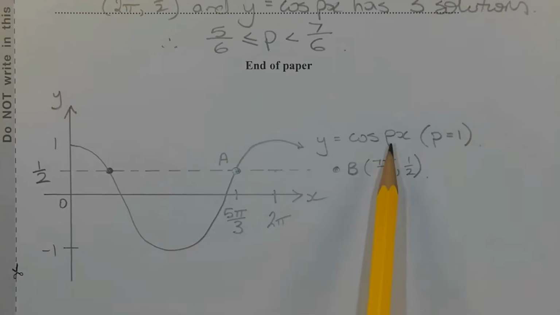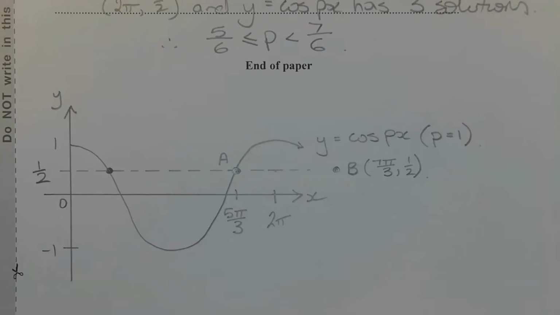Now, if we vary the value of p, recall that p horizontally dilates the graph. It either stretches it or compresses it. So if we were to stretch the graph, in other words, make p a little bit smaller than 1, A will move to the right. Now we want exactly two solutions, so we don't want point A to move beyond x equals 2 pi.